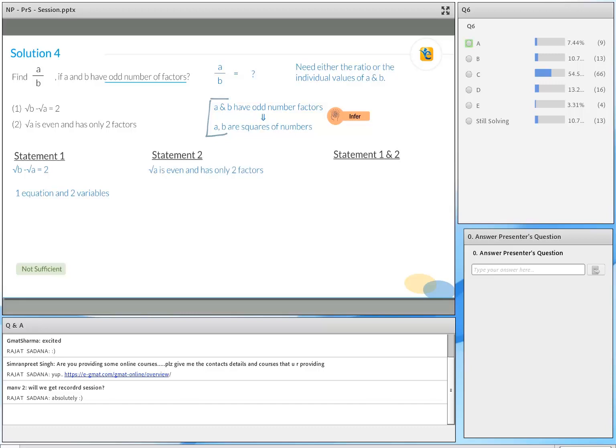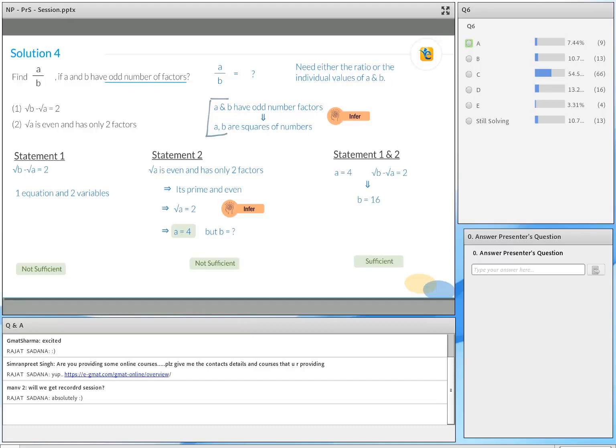Let's take a look at statement two. Square root of A is even and has only two factors, which means it's prime and it's even. This is an inference that you have to draw, which means that square root of A is equal to 2, which means A is 4, but we have no idea about B, so statement 2 is also not sufficient. But when you combine both the statements, now you have one equation and one value already and two variables, so you can actually figure out the value of B. So both these statements together are sufficient.